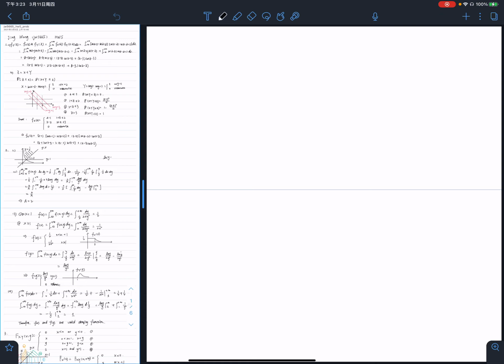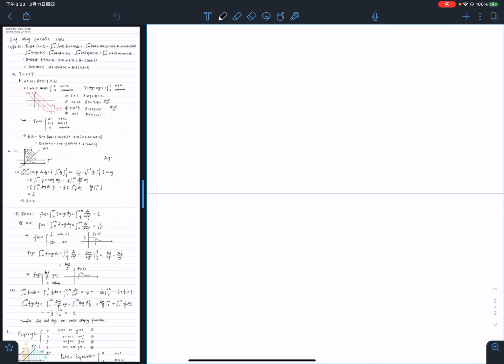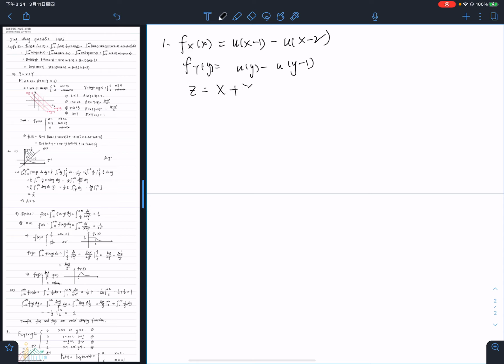For the first problem, the density function of a random variable x is the step function u(x minus 1) minus the step function u(x minus 2), and the density function of random variable y is u(y) minus u(y minus 1), and the random variable z is the random variable x plus random variable y. We would like to find the density function of random variable z.